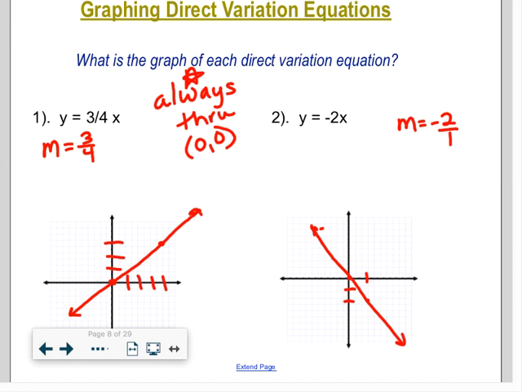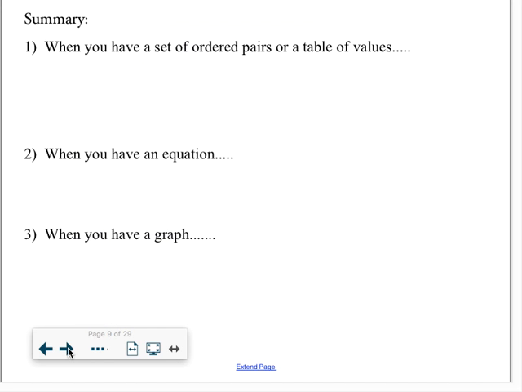All right, when you're done graphing this one, I want you to flip it over to the back again, and I want us to do a quick summary. You should have some space, because for the warm-up there were only two problems. All right, write this down on the back. Number 1, when you have a set of ordered pairs or a table of values, what do you do? Look back through your notes if you need to.